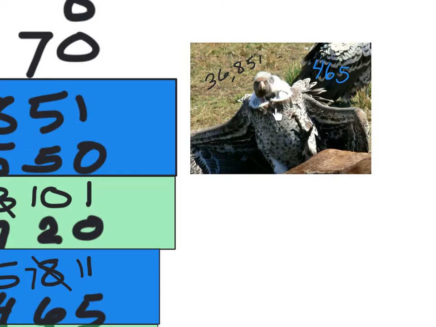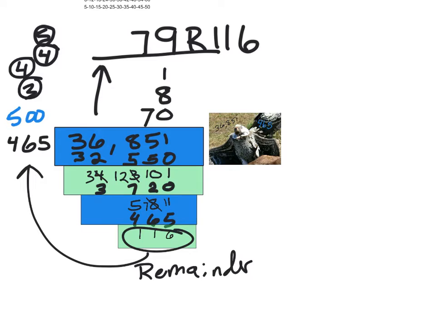We have Danika, the Dancing Vulture. And she loves to dance. She shakes her feet, her wings, her head, and her tail feathers 36,851 times over the last 465 hours. And we want to know how many times she shakes her feet, wings, head, and tail feathers per hour on average, right? And we know that she does that 79 times with a remainder of 116 left over, right? So this is the exact answer you would have.